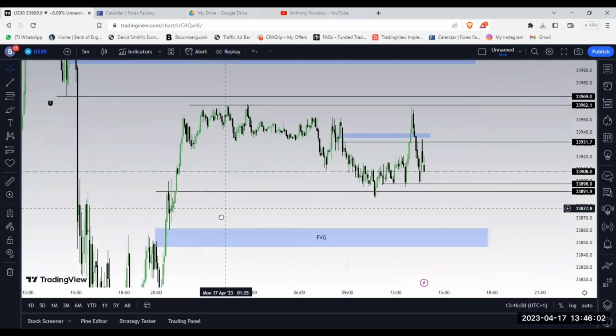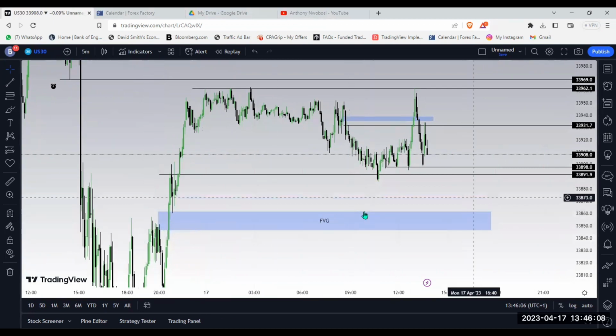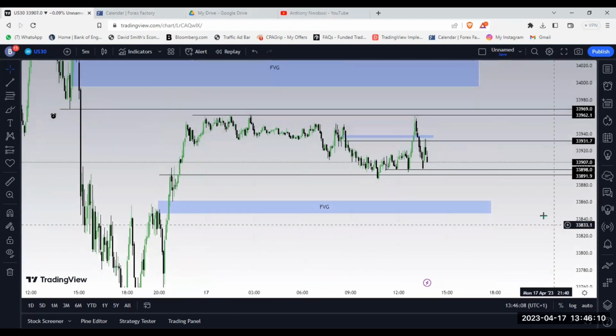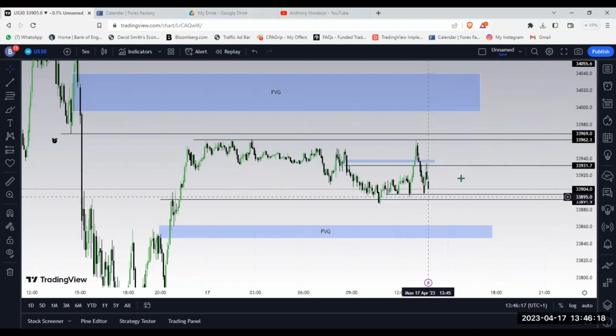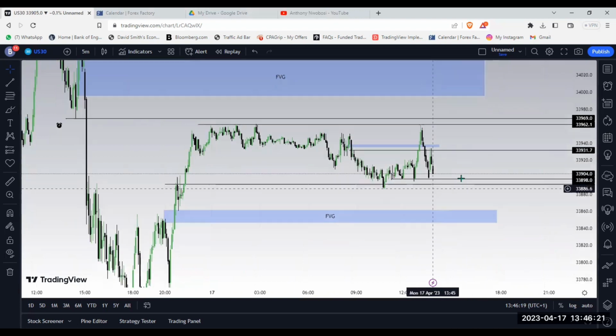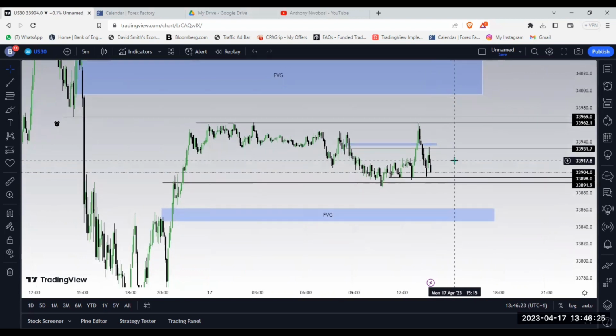The FVG here is still unmitigated. You can see this old high, which is your breaker as well, is still there. That's a stronger area for price to reverse. So now what I'm going to be looking out for is that I believe price will not trade below this zone, all right? That's my belief. I believe price won't trade below it.